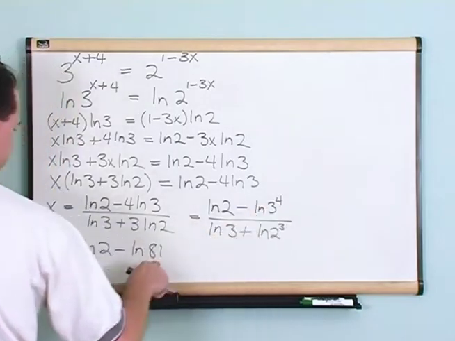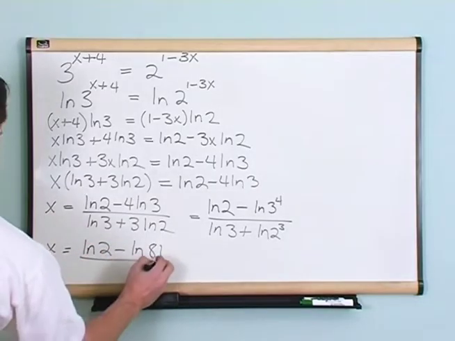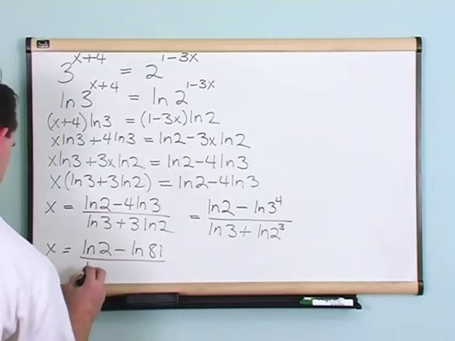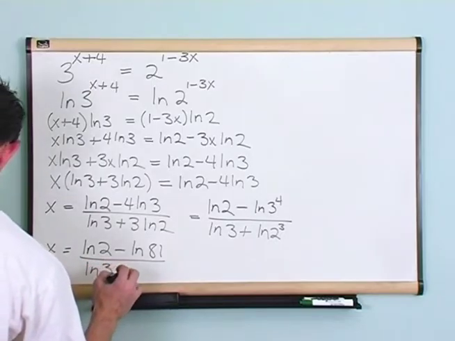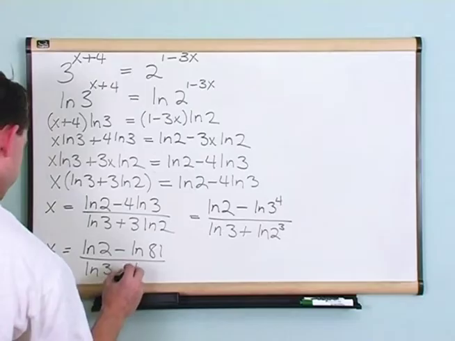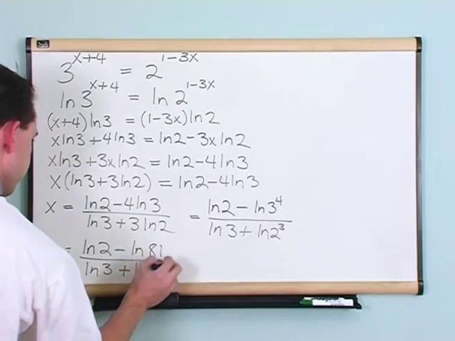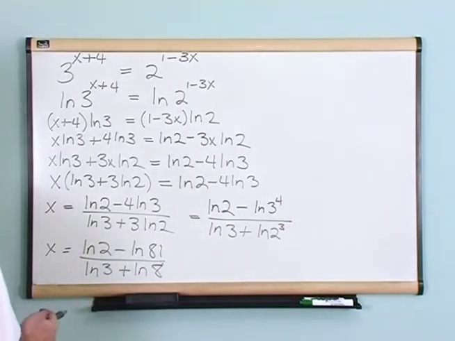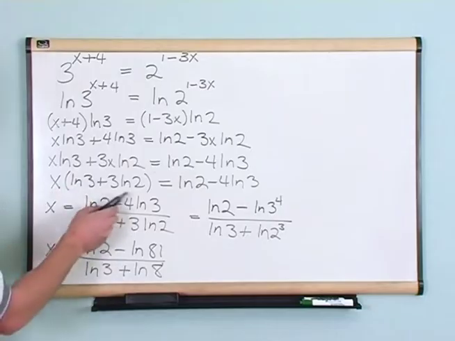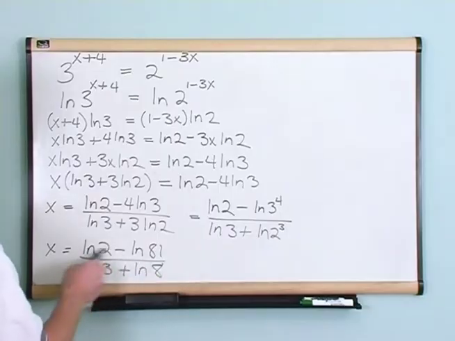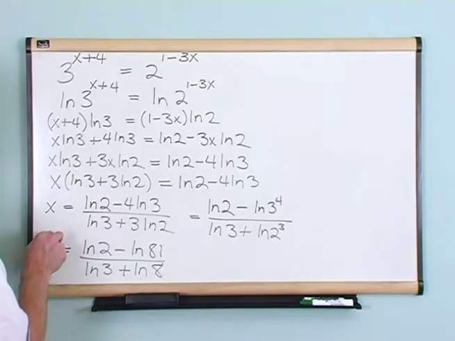3 to the 4th power is just 81. And then you'd have natural log of 3 plus natural log of 8. 2 to the 3rd power is 8. So like I said, you could stop here. That's fine. But you can also manipulate it and you have a little bit fewer terms. So this would be the answer here.